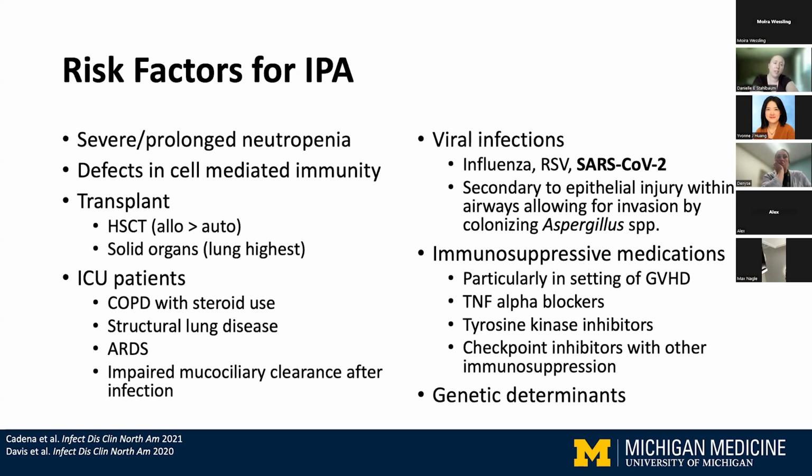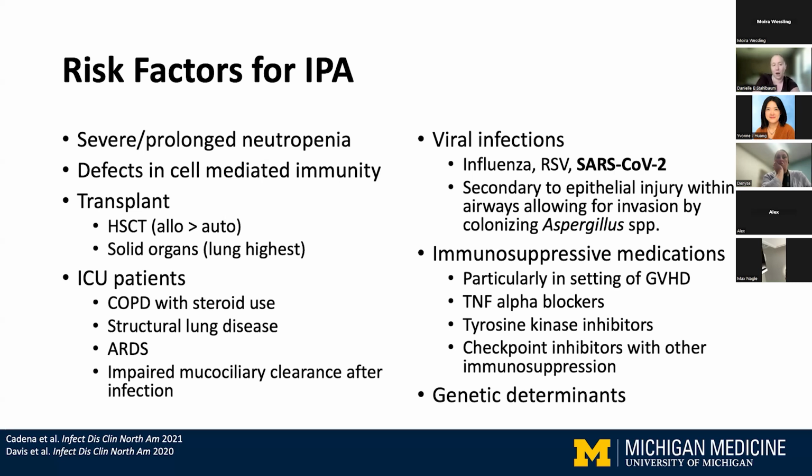Risk factors for developing invasive pulmonary aspergillosis are severe or prolonged neutropenia, defects in cell-mediated immunity, and transplant, as I mentioned before. Lung transplant is the highest risk out of solid organ transplants. ICU patients actually are at increased risk, and this is thought to be because you're often getting patients with severe COPD that are on steroids, or they have structural lung disease, ARDS, impaired mucociliary clearance after infection. Viral infections also predispose to risk, particularly influenza, RSV, and COVID. And this is thought to be because there is epithelial injury within the airways that then allows for invasion by Aspergillus that's already colonizing the airways.